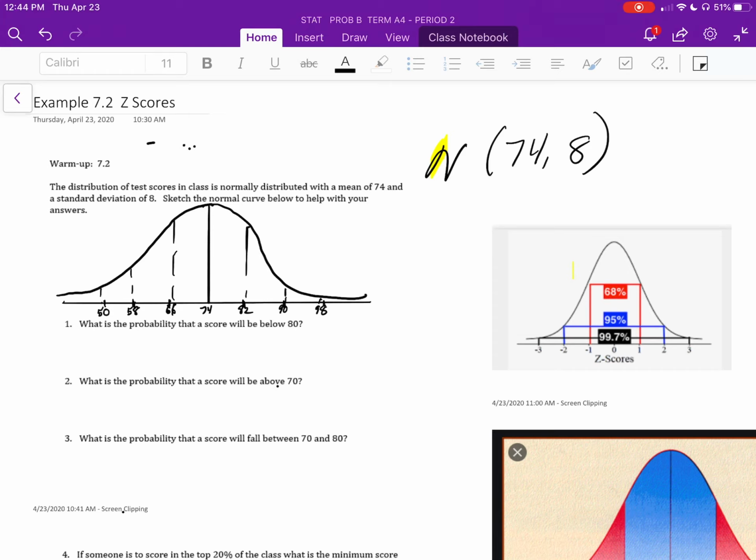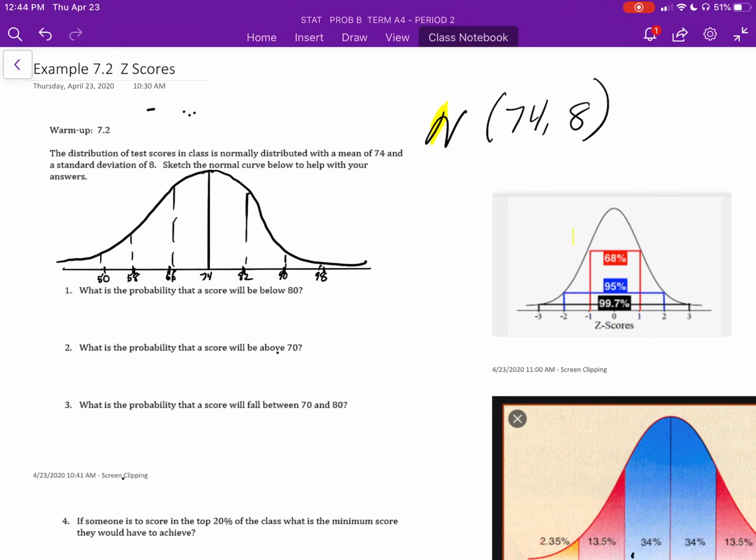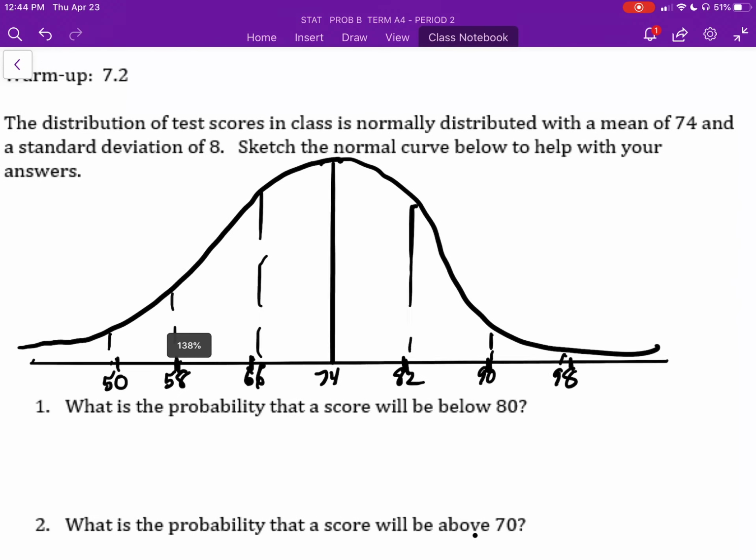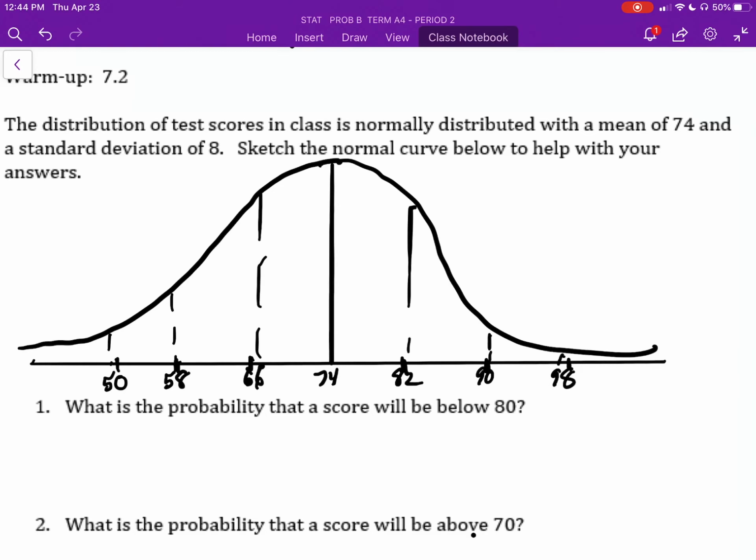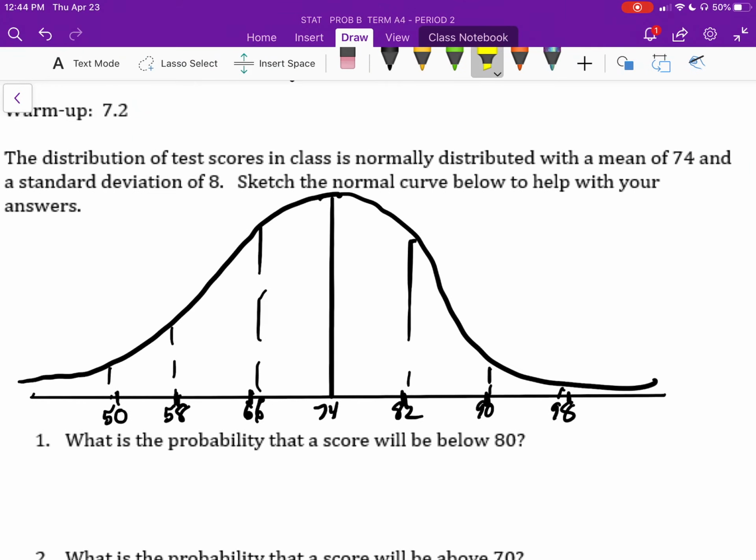This example tells us that we have a mean of 74 and a standard deviation of 8. And if I drew my curve, as I showed you how to do in the previous videos, we can see here that the middle would be 74, and then adding to the right, 1, 2, 3 to the right, and then 1, 2, 3 to the left.